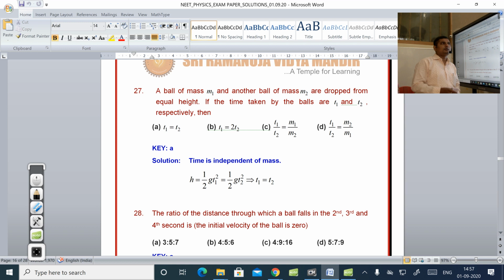Theory question. Next, the ratio of the distance through which a ball falls in the second, third and fourth second is... Whenever a ball is falling, the initial velocity is 0. Now they are asking about the second and third seconds, so we have to use the equation Sn is equal to u plus a into n minus half. If you use that equation, you will get answer A.